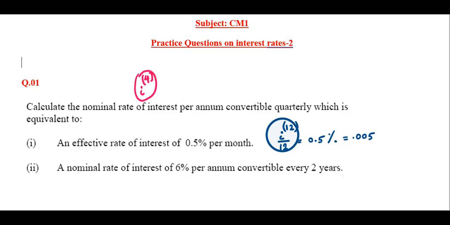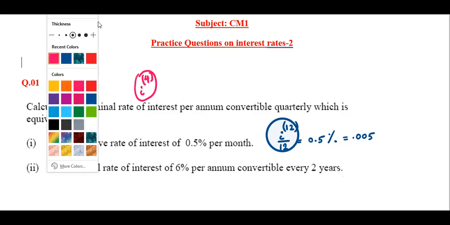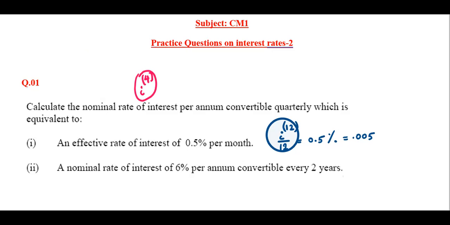That is one. Then the second one is a nominal rate of interest of 6% per annum convertible every 2 years. This is a convertible interest rate. So given i-half, this is convertible every 2 years, 6%, 0.06. This is given. So there are two questions. The first one is from i-12 by 12, we have to find i4. And the second one is from i-half, you have to find i4.